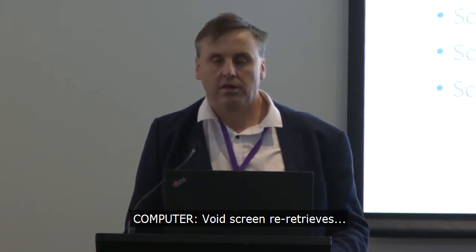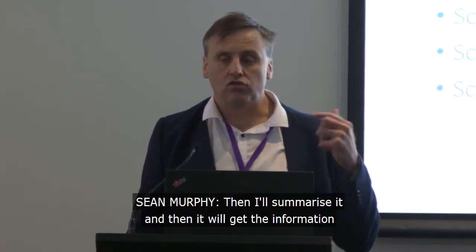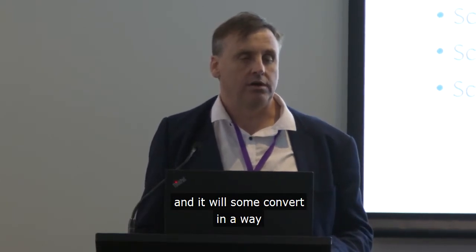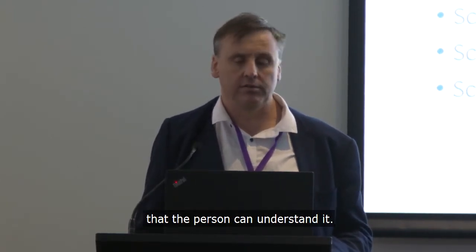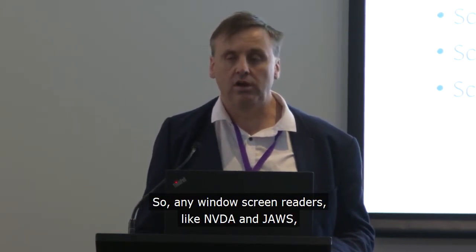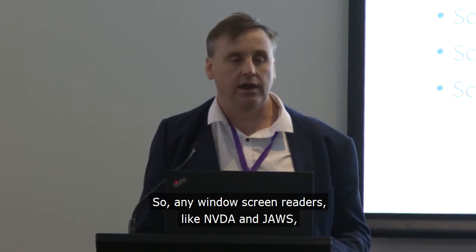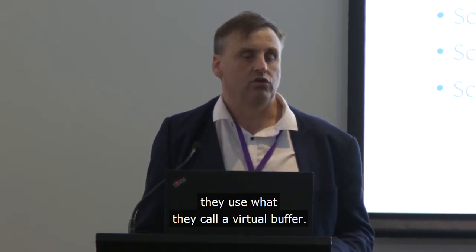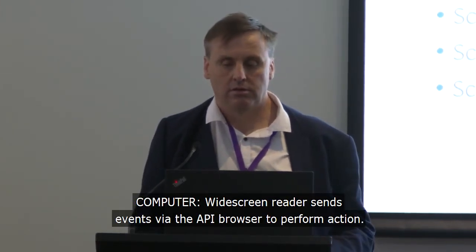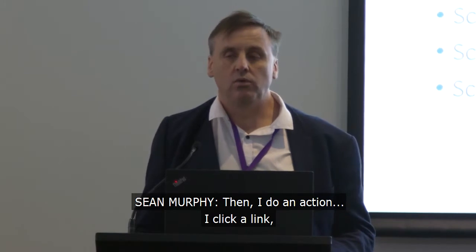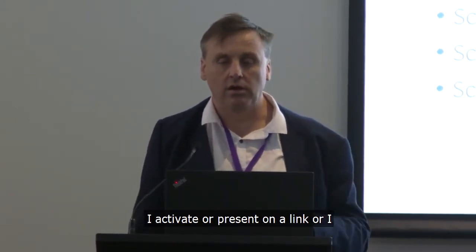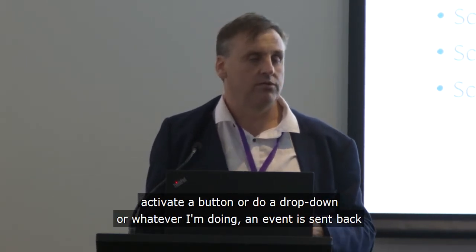Bullet screen reader retrieves accessibility. Then I'll summarise it. Then it will get the information and convert it in a way that the person can understand it. Bullet screen reader builds accessible UI. Then it builds its own accessible UI. So in Windows, screen readers like NVDA and JAWS use what they call a virtual buffer. It builds its own virtual environment. Bullet screen reader sends events via the API to browser to perform action. Then I do an action. I click a link, I press enter on a link, or I activate a button, or use a drop down, or whatever I'm doing.